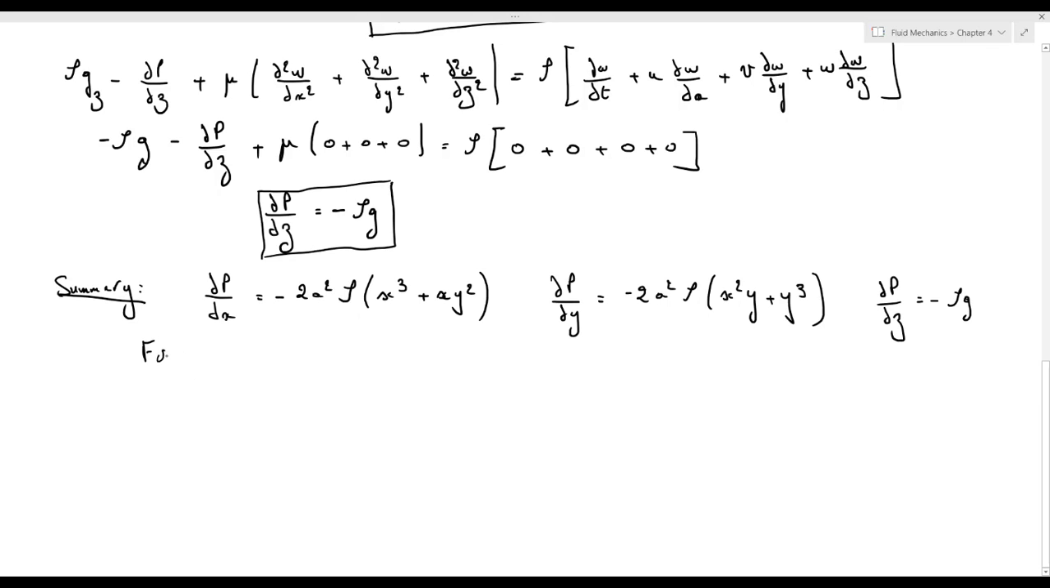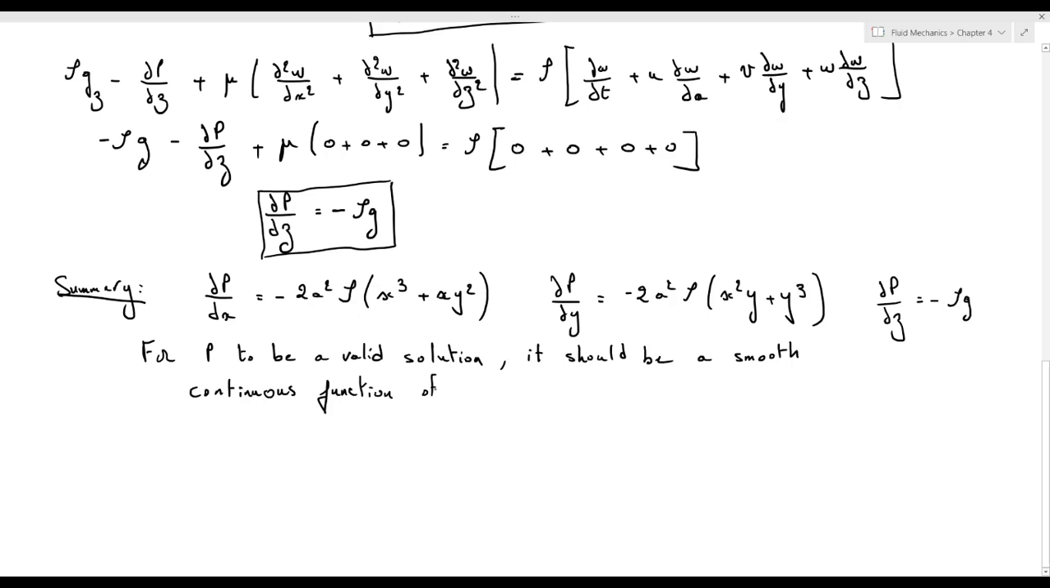So for p to be a smooth function of x, y, and z, or for p to be a valid solution, it should be a continuous smooth function of x, y, and z. There should be no discontinuities in the pressure function, or this solution will not be valid. So it should be a smooth continuous function of x, y, and z.